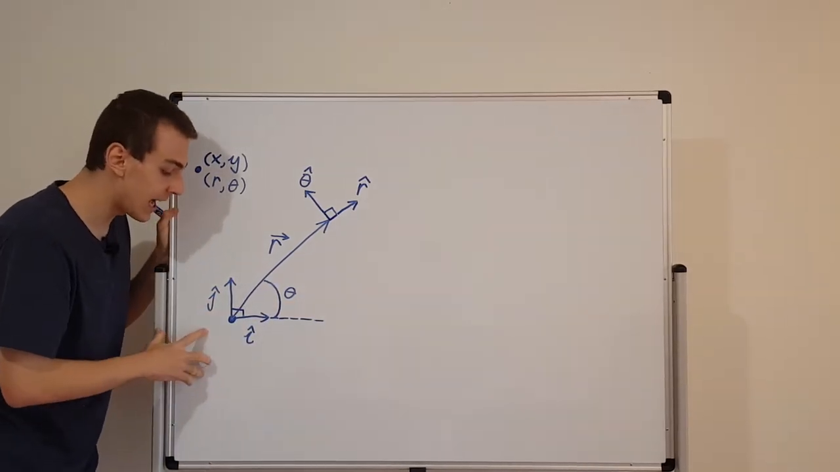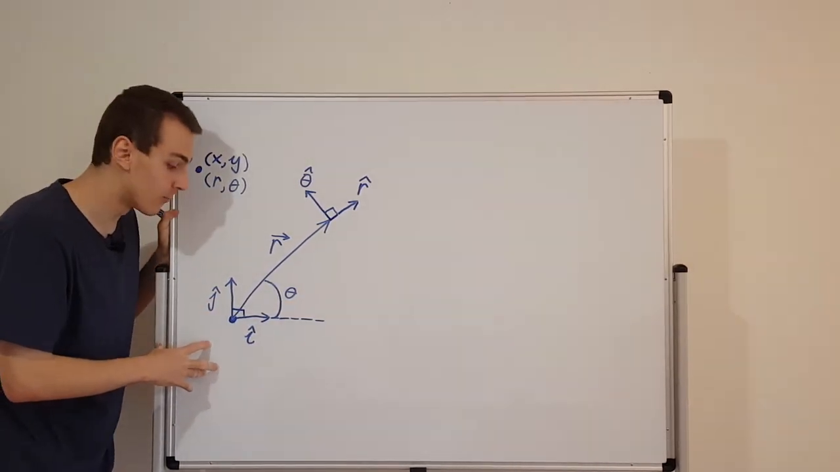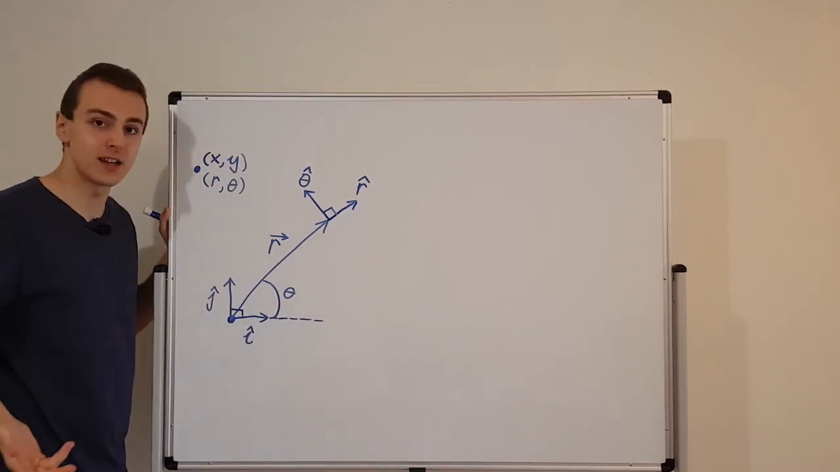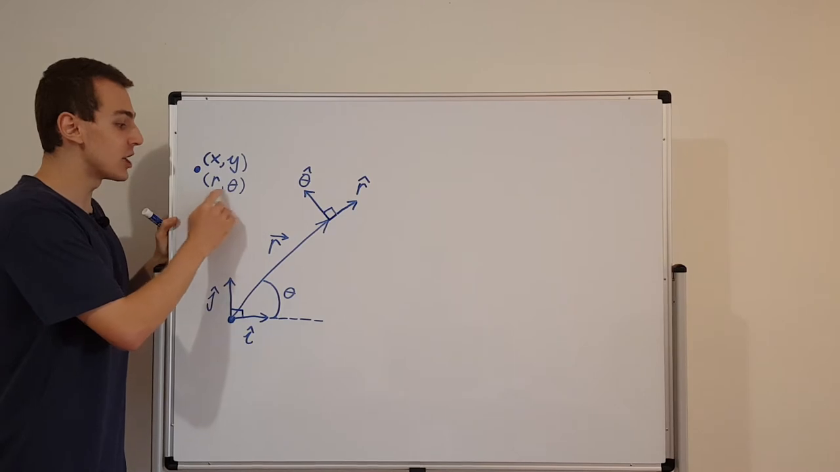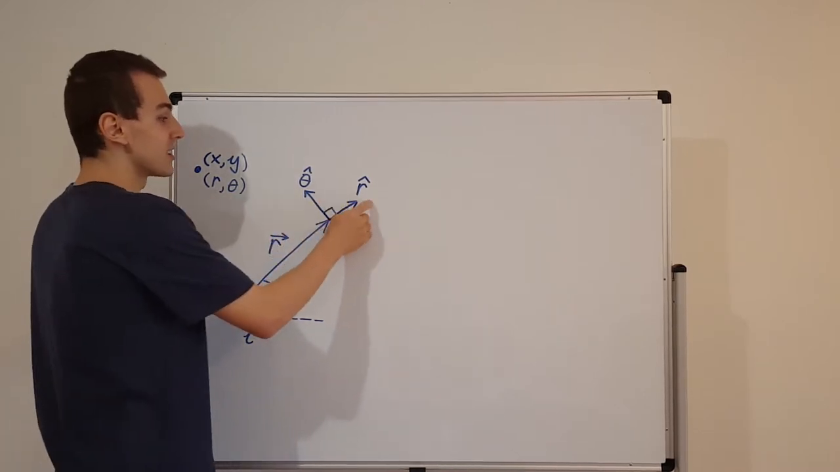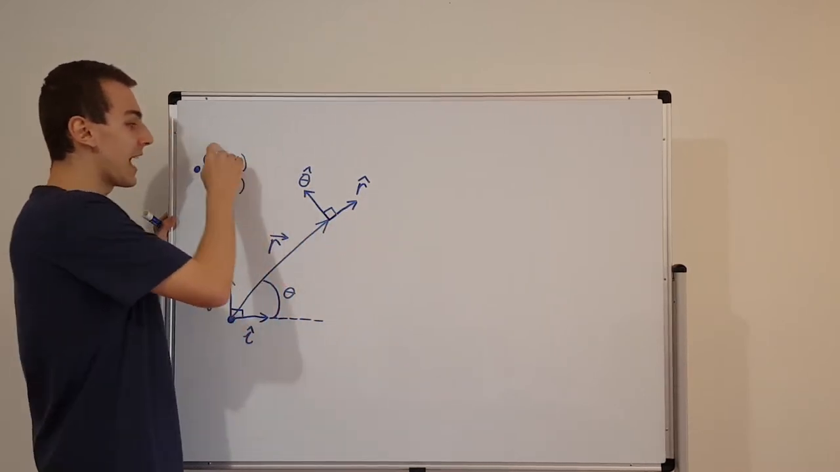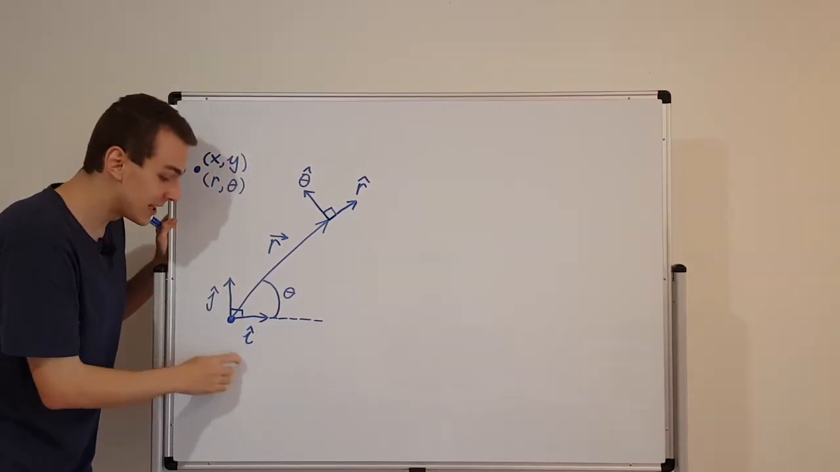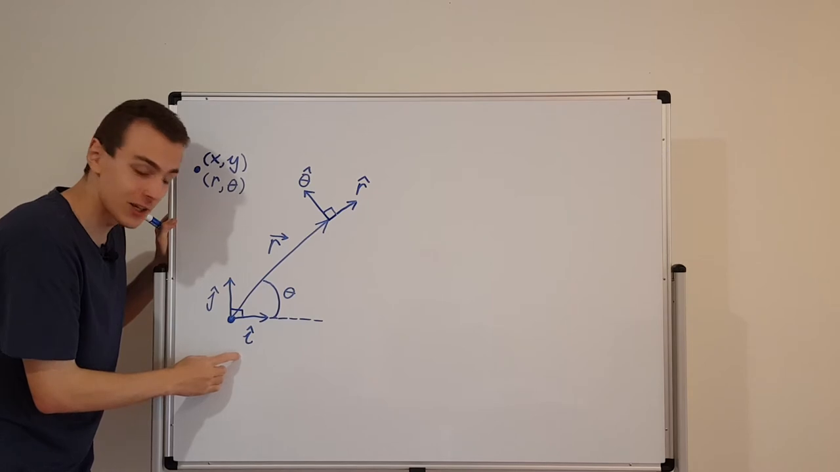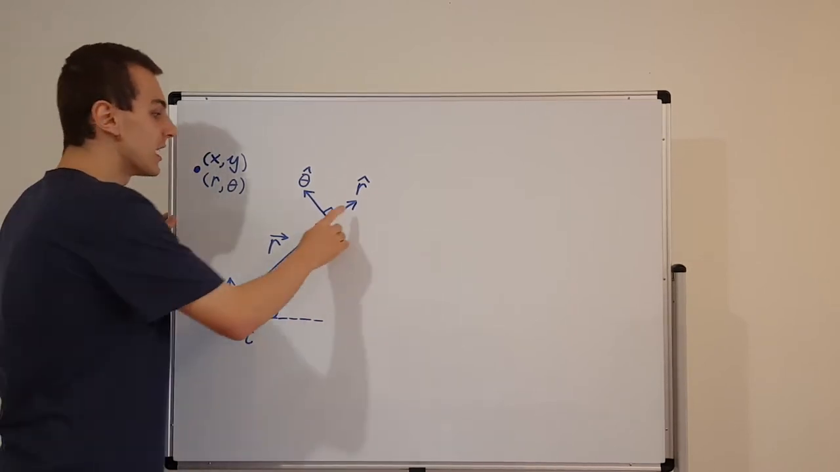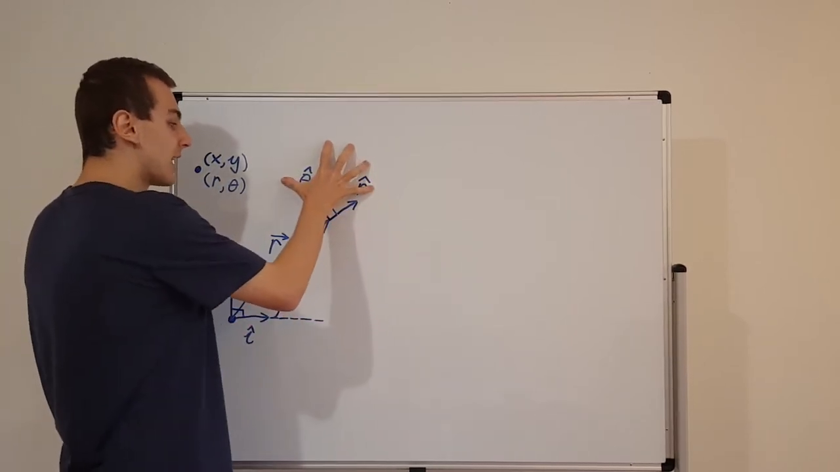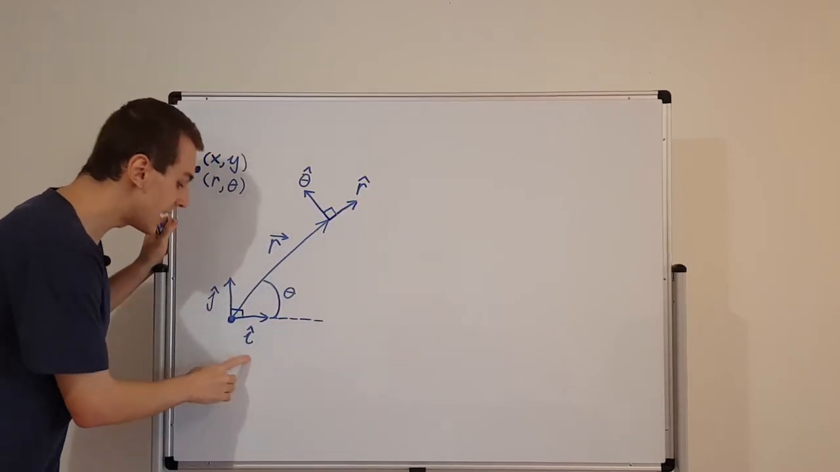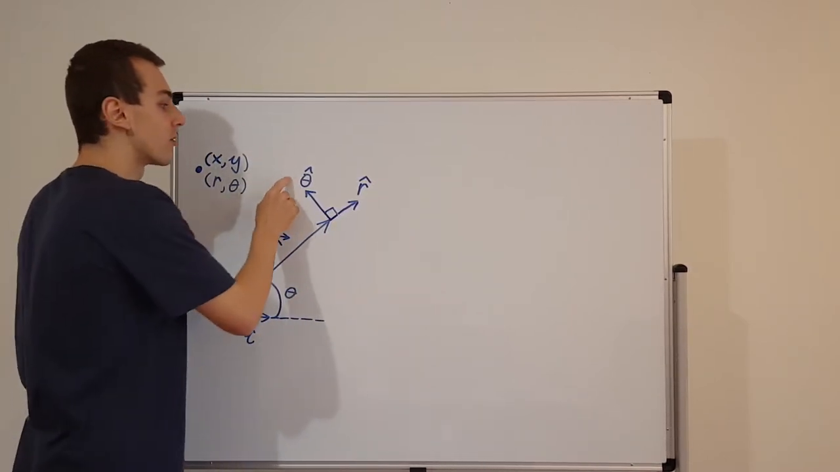So i hat and j hat do not depend on the angle. And if we have some kind of time evolution where the angle is changing with respect to time, then these guys are going to change with respect to time. But if x and y change with respect to time, there's not going to be any change with these guys. They are going to stay fixed. They're going to stay right there. So let's write a relationship between these guys and these guys. I want to be able to express this guy in terms of i hat and j hat. I want to do the same thing for theta hat.